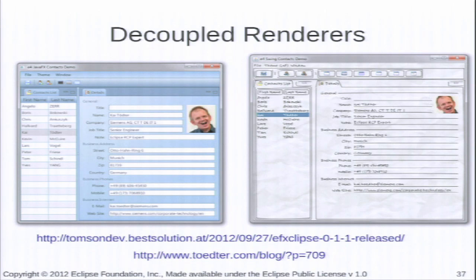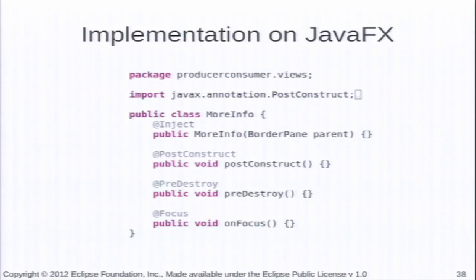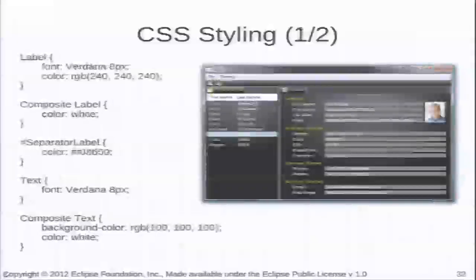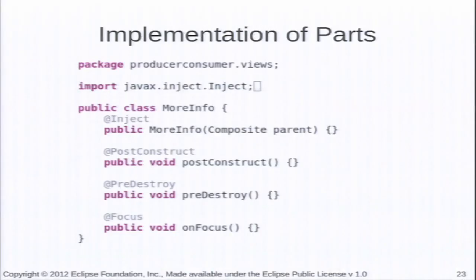So the model is reused. There's opportunity to reuse a lot of code. Ultimately, though, when you're building the contents of the part, you're using the platform-specific things. So on SWT, you're using table viewers and composites. On JavaFX, you're using border panes and other kinds of things. But the implementation, I showed an implementation in SWT before. This is the SWT version.